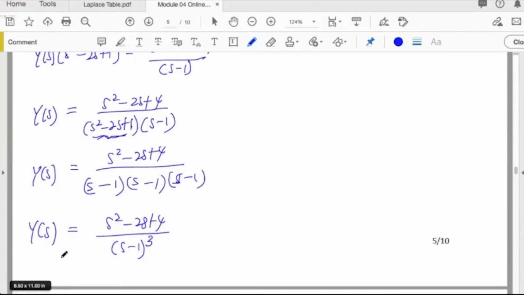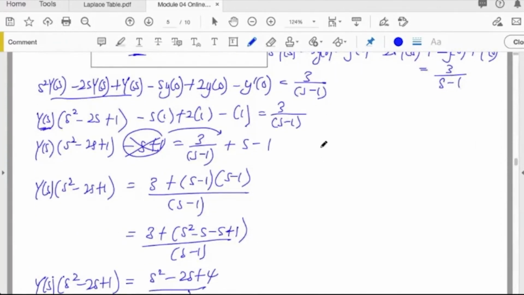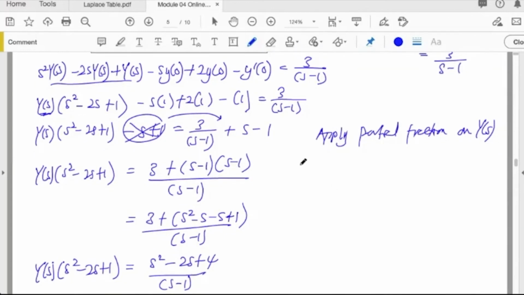Next, we apply the inverse Laplace transform to our function Y(s). First, we apply partial fractions on Y(s). What is our Y(s) just now? It is equal to (s squared minus 2s plus 4) divided by (s minus 1) to the power of 3.